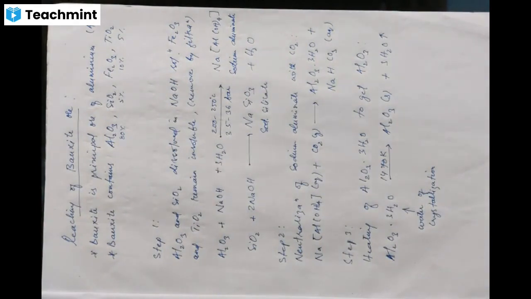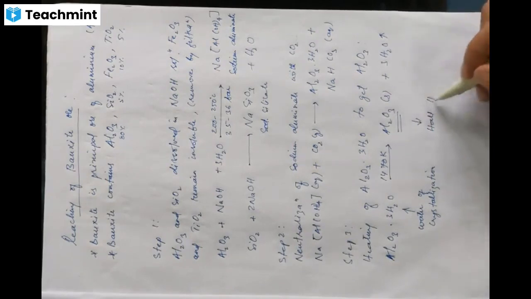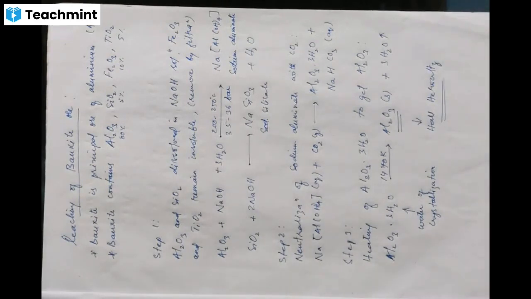But this aluminum trioxide has oxygen. So what we do is we perform the Hall-Héroult process to obtain the aluminum, and what we do in the Hall-Héroult process is electrolysis of the compound.